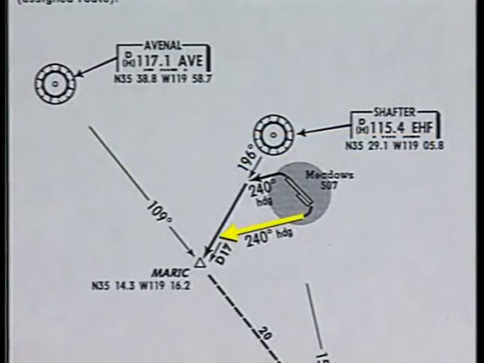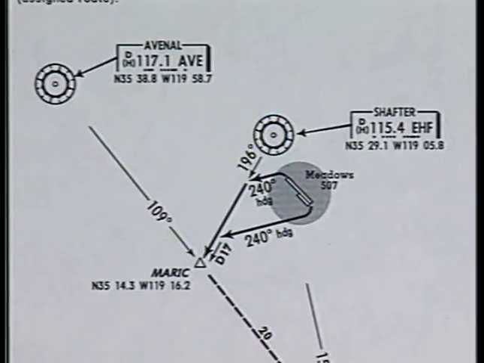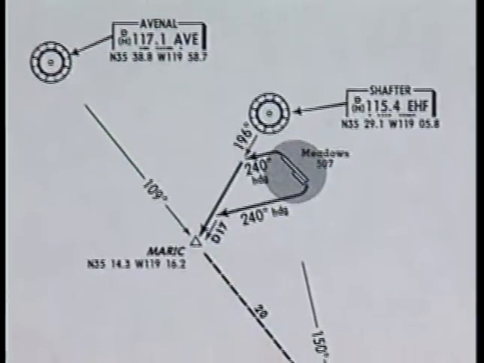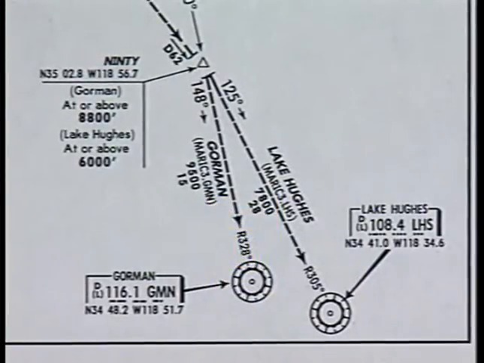From there, the procedure calls for you to intercept the 196-degree radial of the Shafter Vortac and proceed to Merrick intersection. To reach Gorman, fly the 109-degree radial of the Avenel Vortac until you intercept the 328-degree radial of the Gorman VOR. Then fly direct to Gorman VOR. From this point, proceed according to your flight-planned route, unless otherwise instructed.